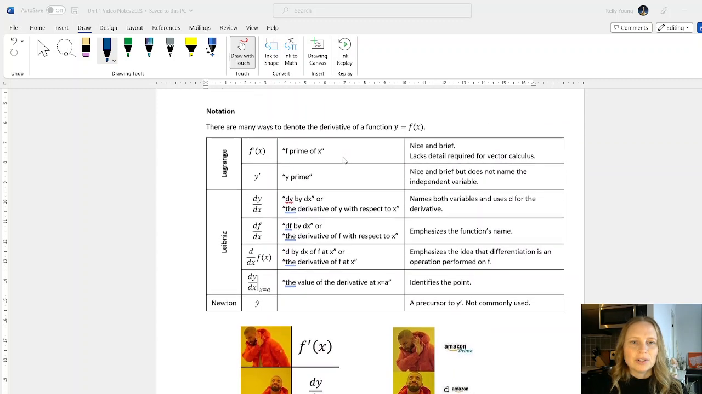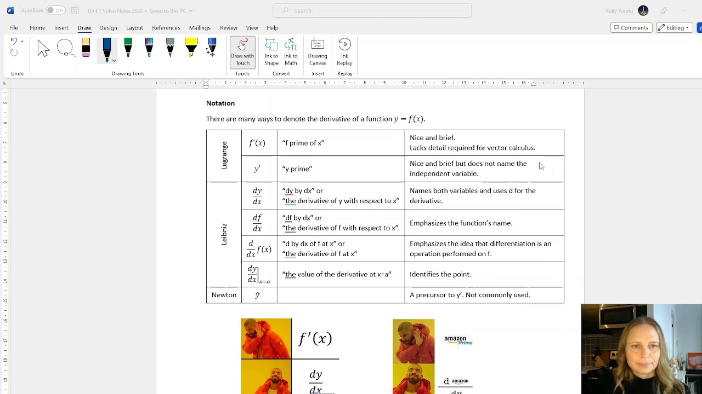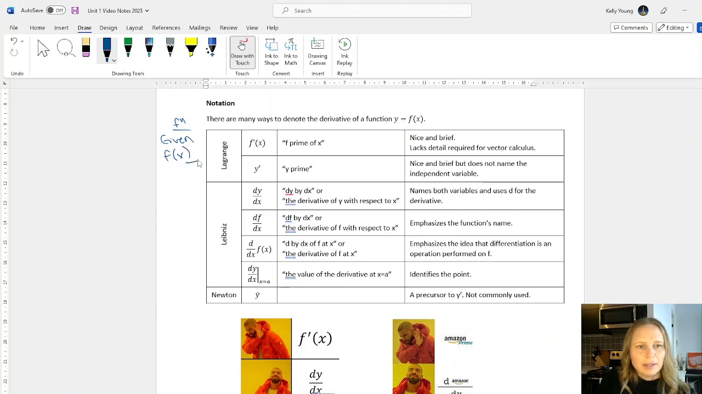There are many ways to denote the derivative of a function. Principally, we have Lagrange notation, Leibniz notation, and Newtonian notation, but it is less common. In general, it depends on how you are given the function. So if your function is expressed in function notation, so f at x, you will use Lagrange notation f prime of x to express the derivative.